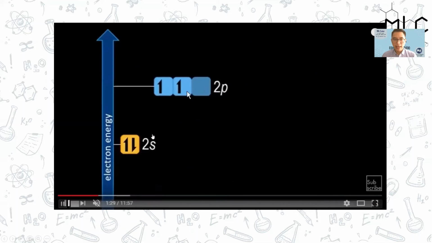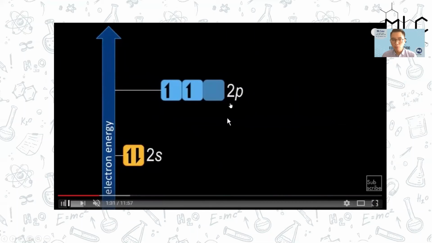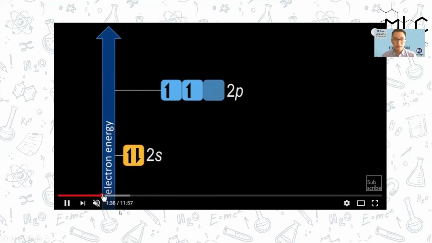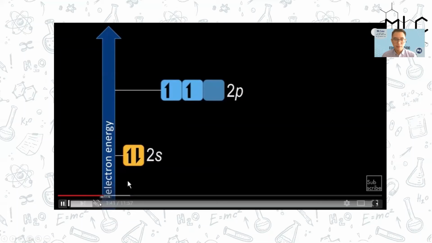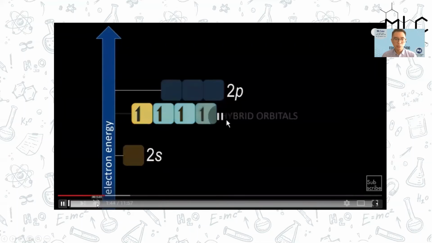So this is the s and the p orbitals. If you promote one of the s electrons to the p orbitals, I'll show you again, you promote one of the s electrons to the p orbitals, now you have 4 equivalent hybrid orbitals.